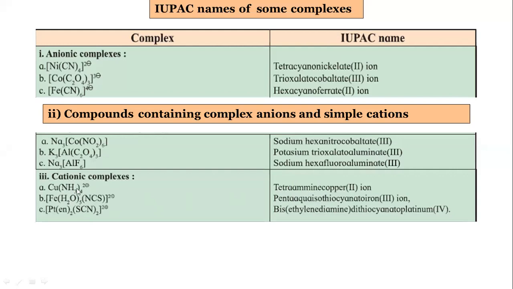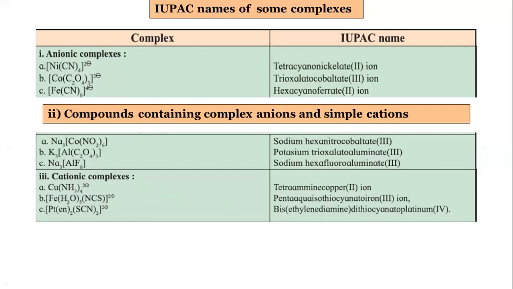So tetra. Why tetra? Because there are four ammonia ligands: tetraammine and copper. See, it is not now copperate or cuprate. Copper remains as it is because the complex is cationic. So the most important thing in IUPAC nomenclature: first you should identify whether the complex is cationic or anionic. Then we have to start the names.